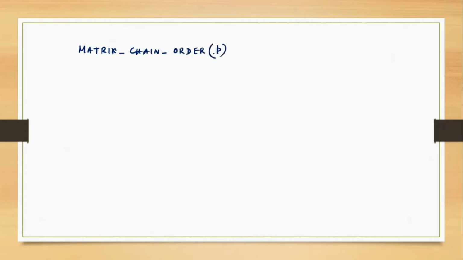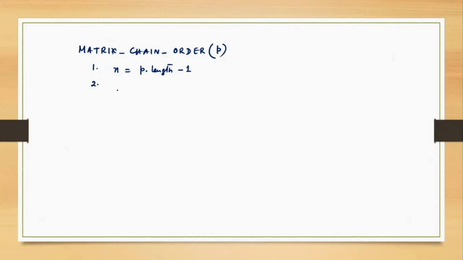So let us pass the array P, which is nothing but the array to store the dimension sequence P0, P1, P2 that I told. First of all, you have to calculate the total number of matrices. It is nothing but the total length of the dimension minus 1. If you have the 5 dimension sequence present in P, that is 5 minus 1, which is 4, the total number of matrices. Very simple to understand.